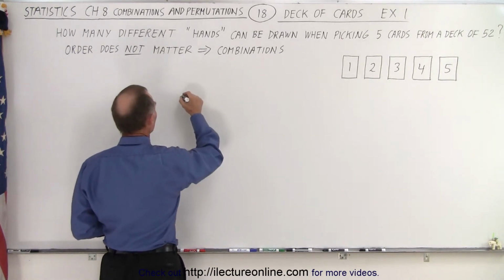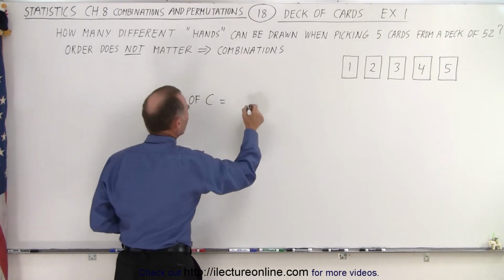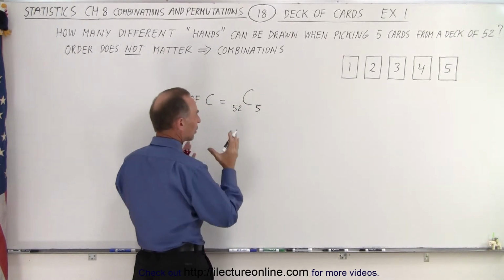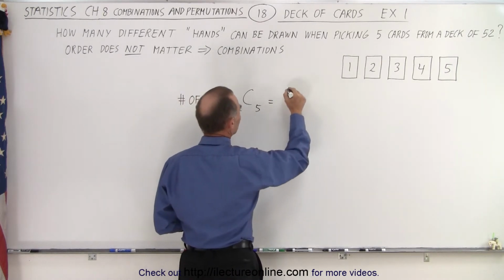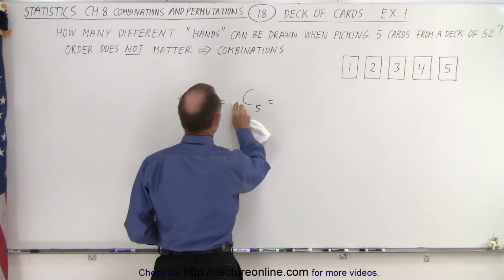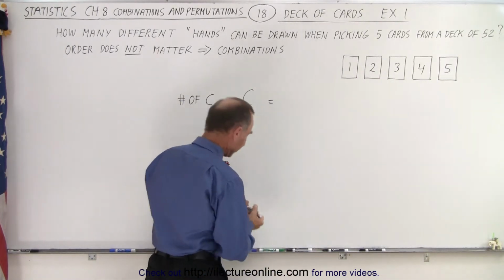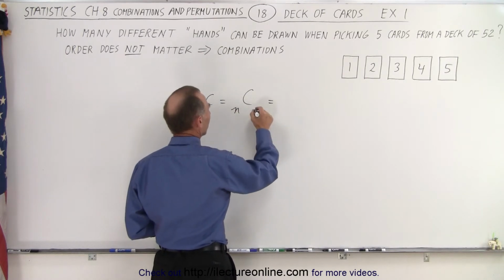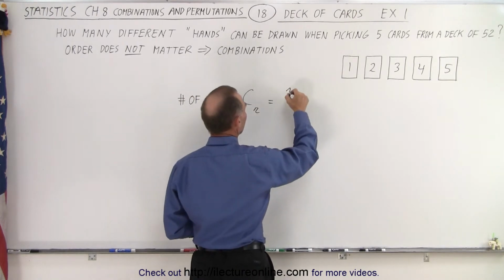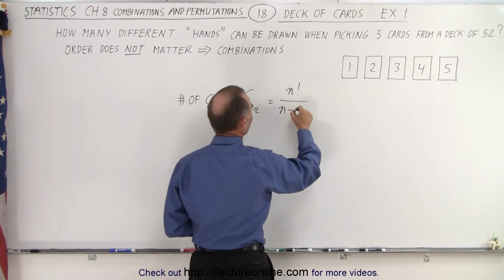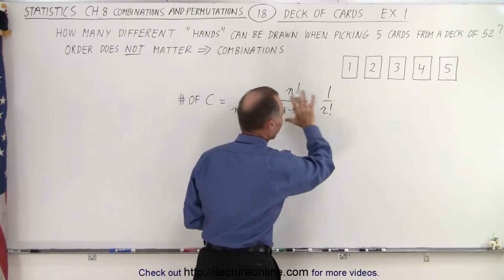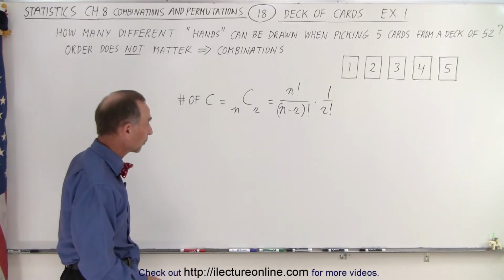Well, the number of combinations is equal to, and notice there are 52 cards and we're going to pick 5, and the equation for that is therefore equal to, and let me write the general equation first because I think it's just better to do that. In more general, it'll be like this. N represents the number of cards in the deck. R represents the number of cards that we pull from the deck. So this is going to be n factorial divided by n minus r factorial times 1 over r factorial. So that's the general equation we're going to use for number of combinations.